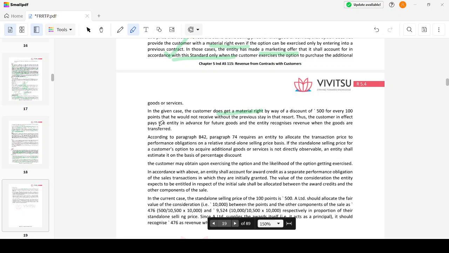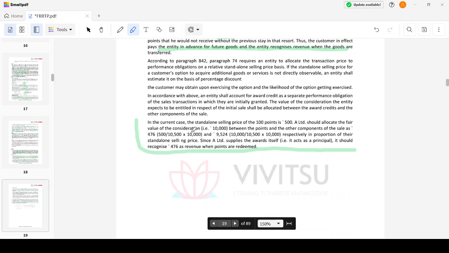In effect, the customer pays the entity in advance for future goods, and the entity recognizes revenue when the goods are transferred. Let's go directly to the conclusion before we come back. In the current case, the standalone selling price of 10 points is 50. A should allocate the fair value of consideration between the points and other components of the sale, so 500 and 10,000 divided by 10,500 respectively, in the proportion of standalone selling price. Since A supplies the award itself, it should recognize the revenue when the points are redeemed.